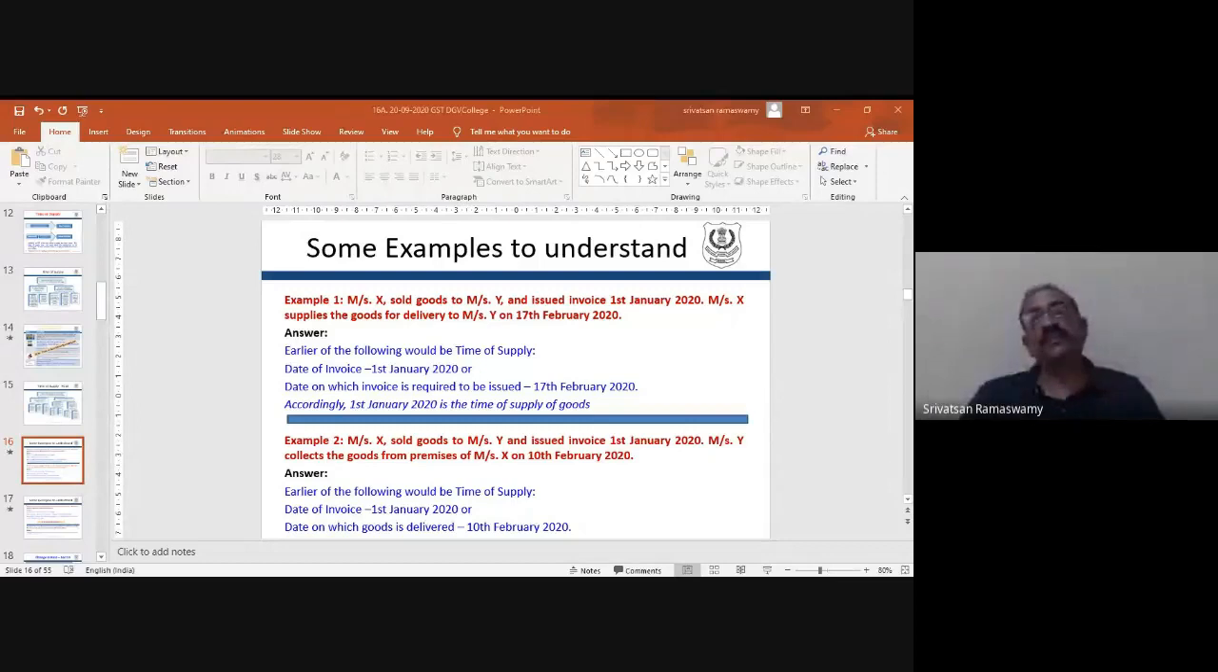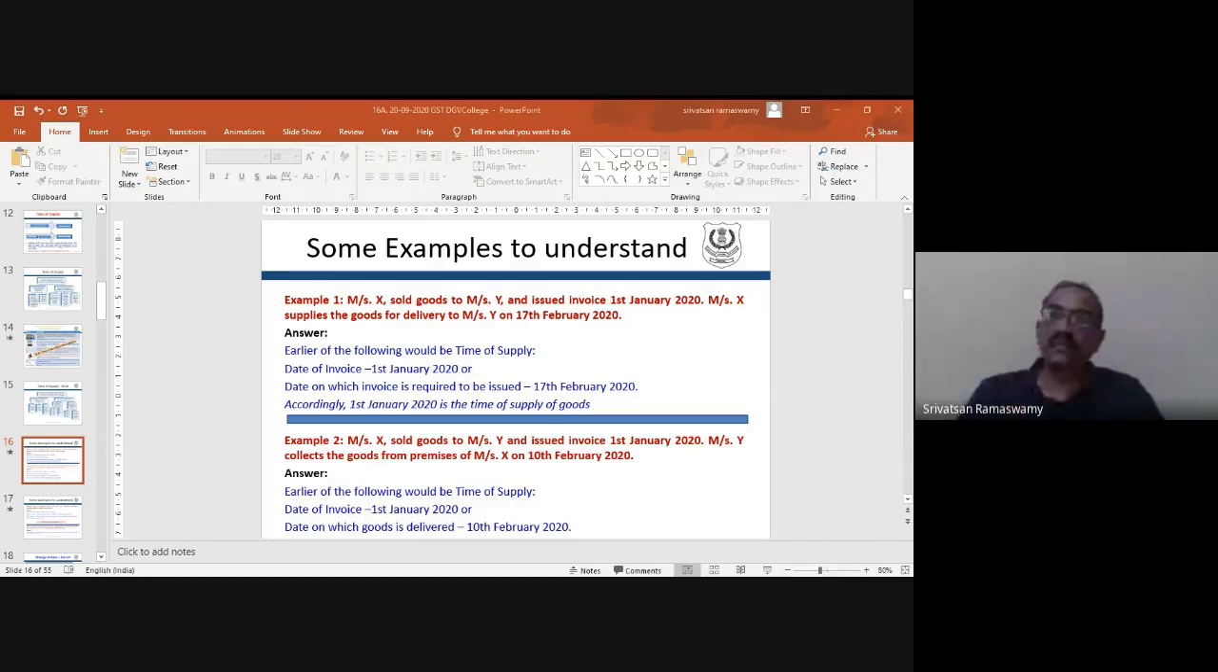So even if he collects later, I have completed all my obligation, but he comes and collects only on 10th of February. So that will decide about the actual provision of service. That is the basic tax point. But because I have already issued an invoice on 1st of January 2020, whether he collects subsequently or not, for the invoice amount, I will have to pay taxes, right? So this is the example 2.